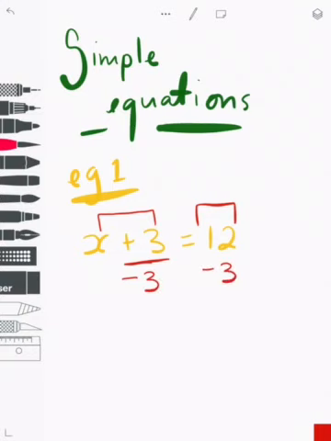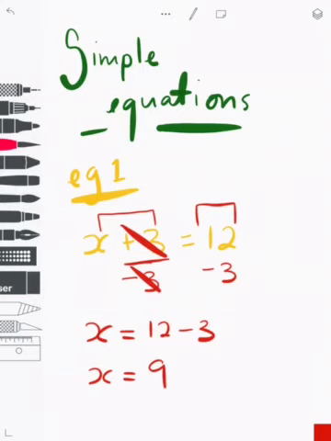Now, 3 minus 3 is 0, so they cancel out. And what am I left with here? x equals 12 minus 3. Now, we can further simplify this to x equals 9. 12 minus 3 equals 9, and that's my final answer there.